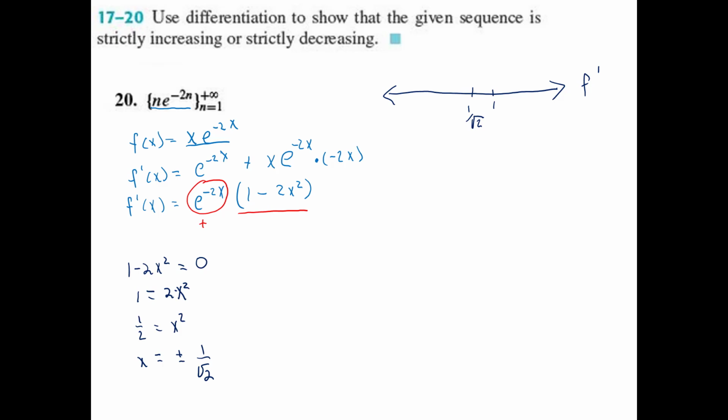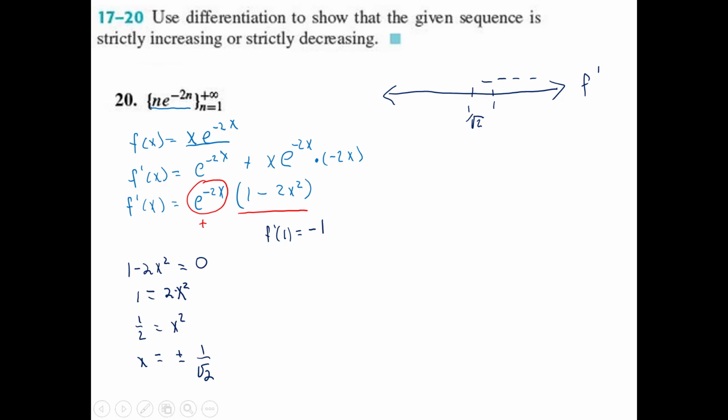And how do you figure out which one it is? You pick a number in that interval. We're going to go ahead and pick 1, plug it in. Of course, this expression is always positive, so this is all that matters. And when you plug in the 1, you get, not negative 2, negative 1. So 1 squared is 1 times 2 is 2. 1 minus 2 is negative 1. And so that means over here it's decreasing.